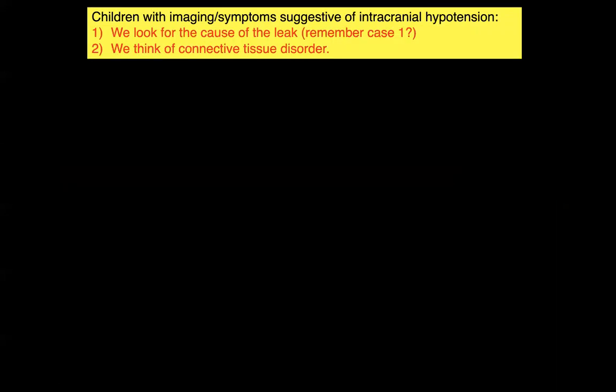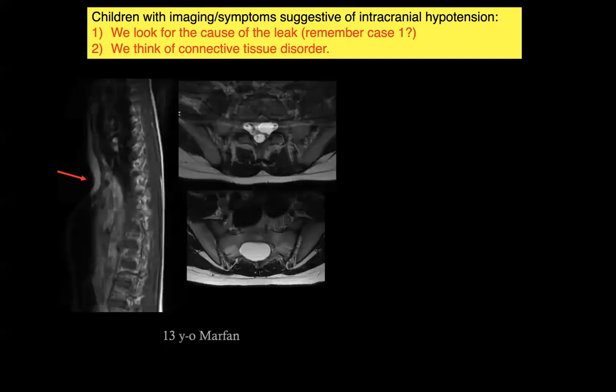So, children with imaging suggestive of intracranial hypotension. We look for the cause of the leak, so remember case 1, but also if you don't have a procedure or a specific cause of the leak identified, think connective disorder. Why is this important? Well, actually, this is a child with Marfan. You can see the typical pectus excavatum, but look, this child also has a dural ectasia. So if you have these brain findings, orthostatic headache, dural ectasia, think Marfan, because sometimes the diagnosis is not established.